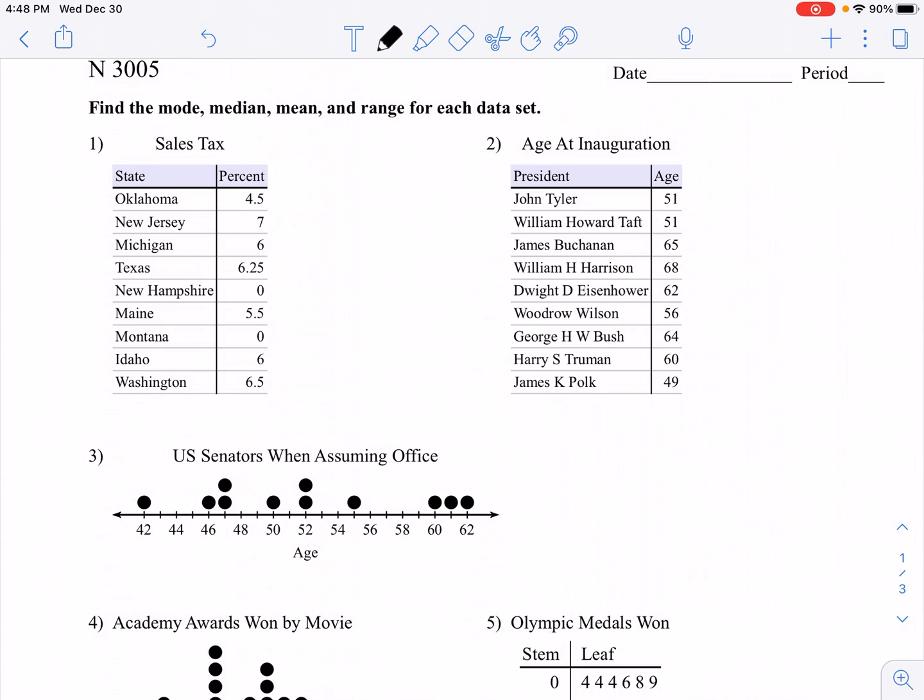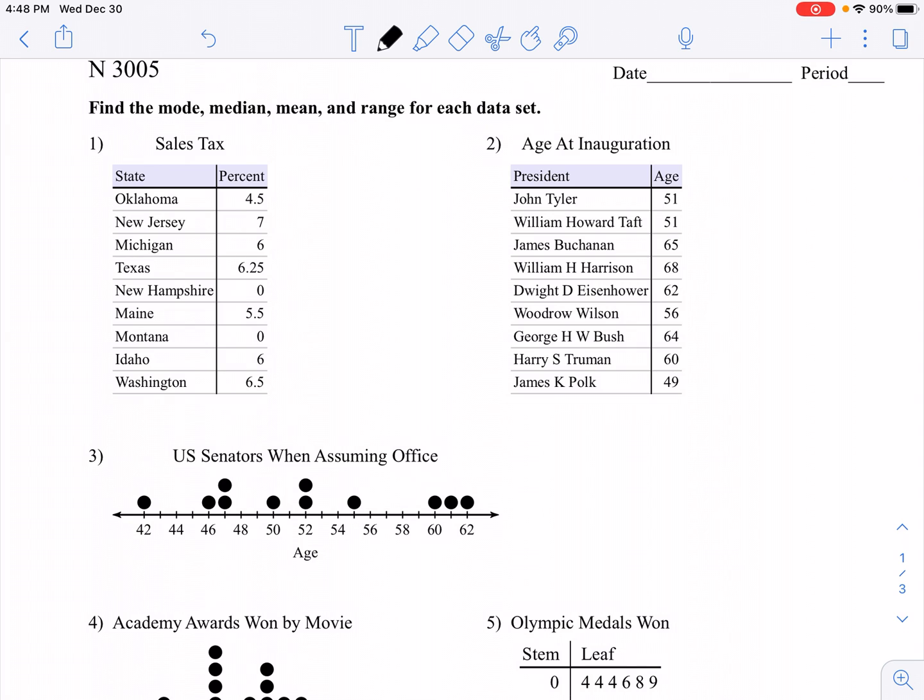Okay, so what we're going to look at here is the different types of graphs, the types of plots and table values that you might run into. And I know the instructions say here we're going to look at the mode, median, mean, and range. However, if we did all that for each of these examples, this would turn into an extremely long video.